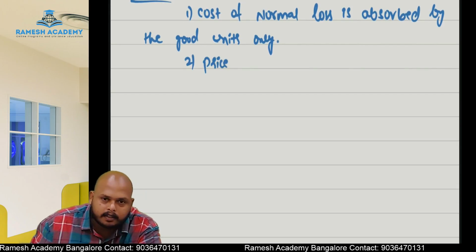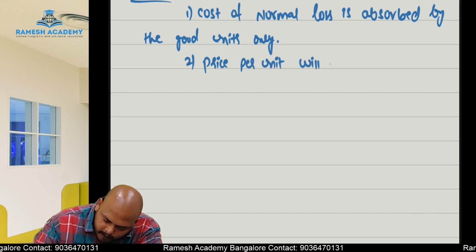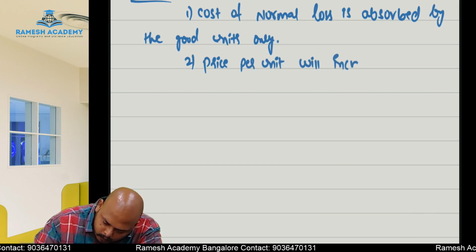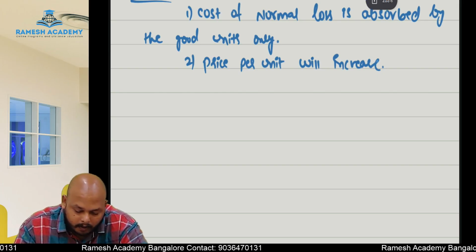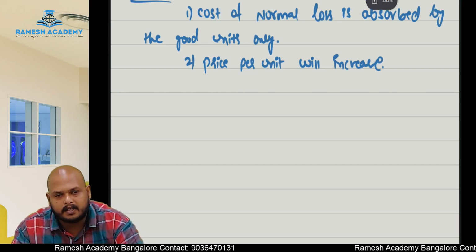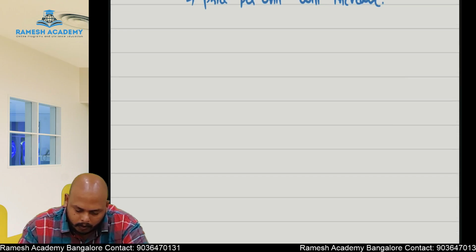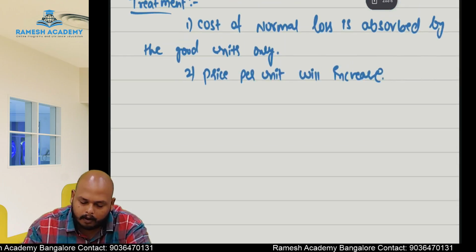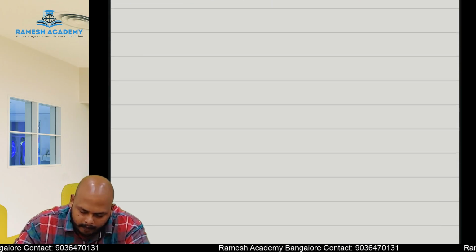During the normal loss, price per unit will increase. Whenever there is a normal loss in the given situation, price per unit will increase. How, sir? I will show you now. Let's see how the cost of normal loss is absorbed by good units, how the price per unit will increase. I will show with the help of an example. See here.